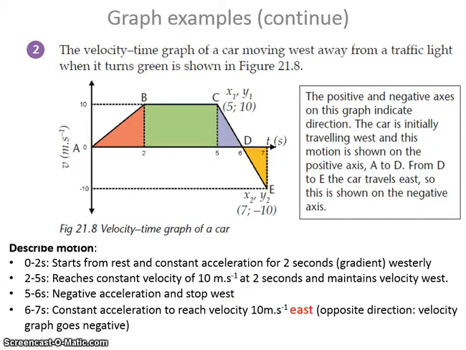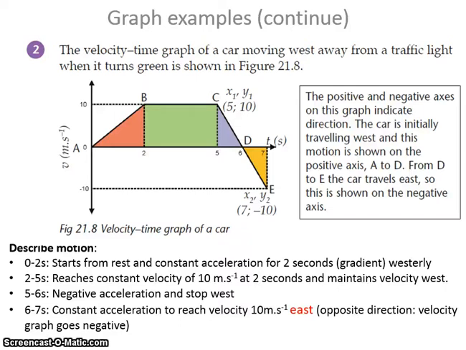And it maintains going west, and then from 5 to 6 seconds it is negative acceleration or deceleration, and the vehicle is stopping. Then from 6 to 7 seconds, now I told you that when velocity time graphs go negative, it means that the direction is changed for this object that is moving.